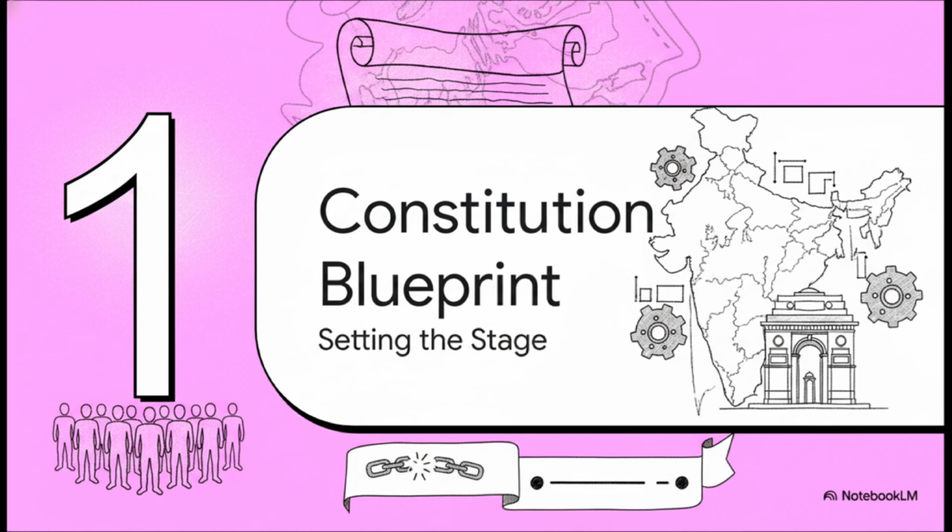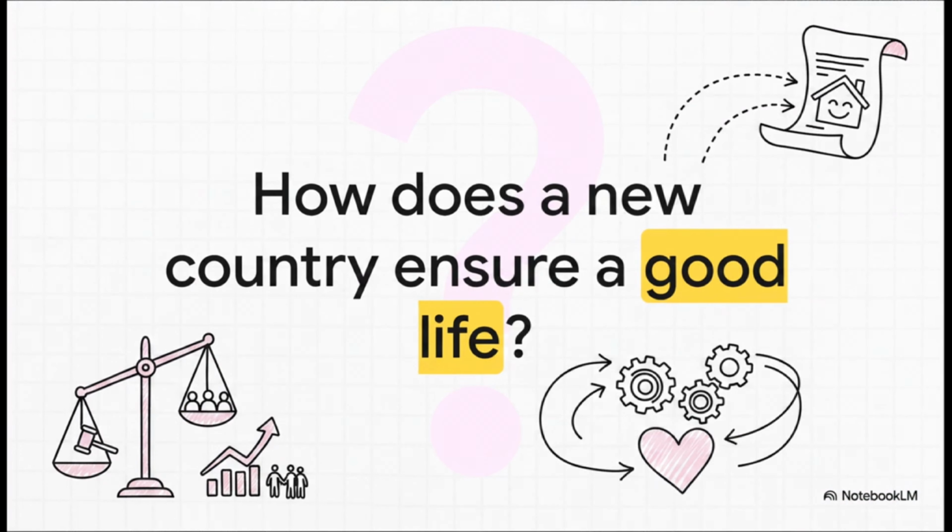Let's set the stage. Picture this. It's 1947. India just gained independence, and the framers are looking at this massive, incredibly diverse nation. And they're faced with this huge question: how does a brand new country guarantee its citizens a good life? I mean, they weren't just setting up a government. They were trying to build a completely new society from scratch, one that actually delivered social, economic, and political justice. To do that, they needed a rock-solid set of instructions for future governments, just to make sure no one ever lost sight of that ultimate goal of human welfare.